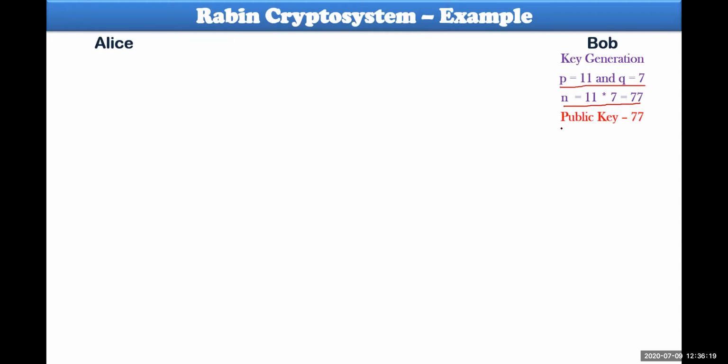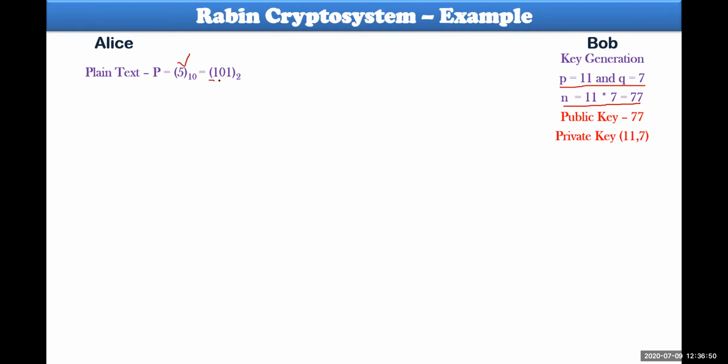After that, the public key will be 77. The 77 is placed on the insecure channel, and the private key will always be with him. That is 11 comma 7 will always be with Bob only. Now for the plain text, Alice wants to communicate with Bob by taking one plain text, that is 5. She wants to send 5 as a signal to Bob.